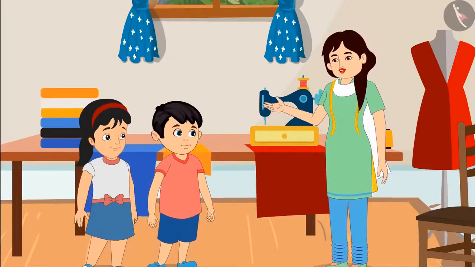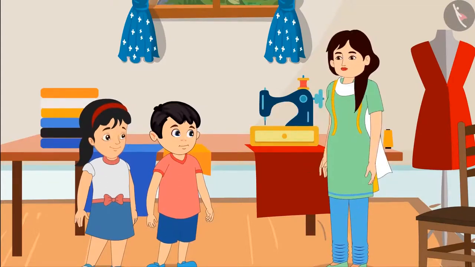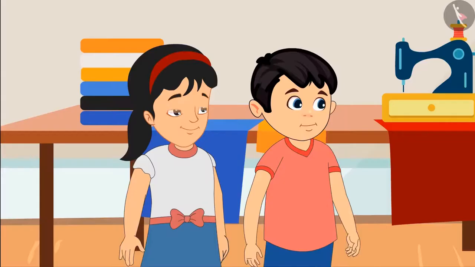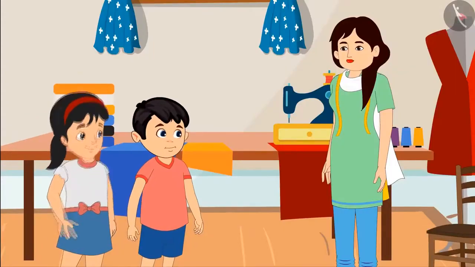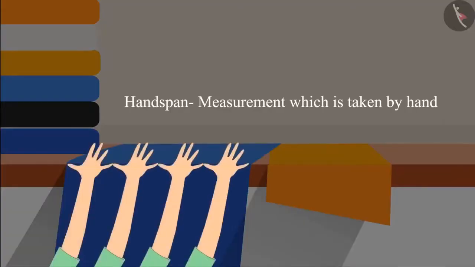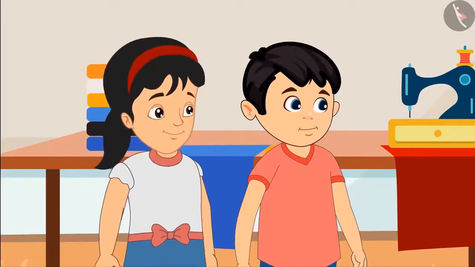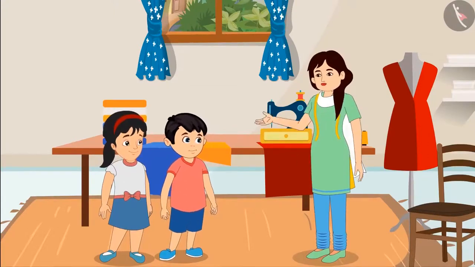Look, Chotu, I took the measurement of the length of your shirt with my hand like this. 1, 2, and 3. Your shirt is 3 hand span long. Okay, Auntie, this is how things are measured. Auntie, what is a hand span? Pinky, the measurement which is taken by hand is called hand span. Okay, Auntie. Children, both of you can take measurements of some items kept here.